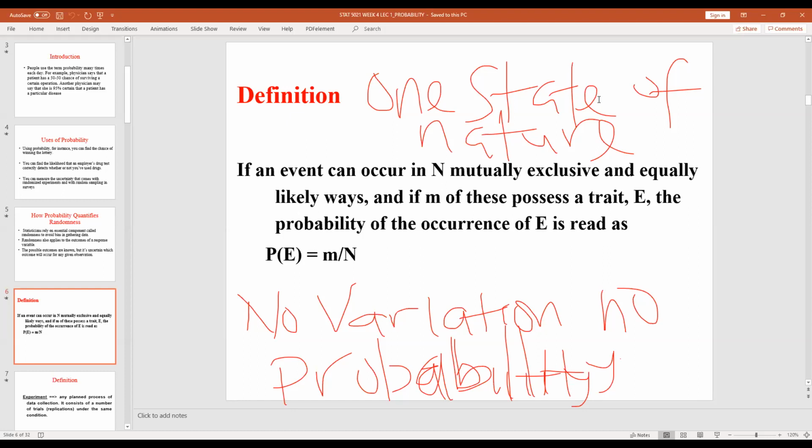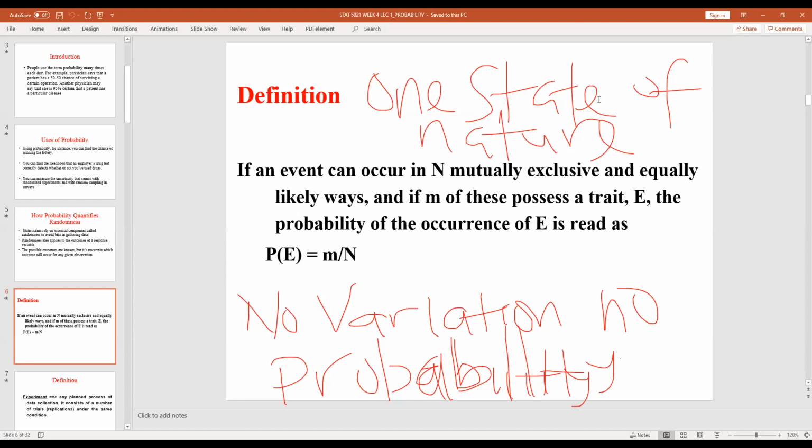What is the characteristic of interest? How many females. So the probability of female is going to be the ratio of the number of females to the totality of the senators. That was why I said, if I have N mutually exclusive and equally likely ways, and if small m of these possess a trait, the trait being the characteristic of interest, then the probability of the occurrence of E is P(E) = m/N. Which means the ratio of the characteristic of interest to the totality. That is how to define probability mathematically.